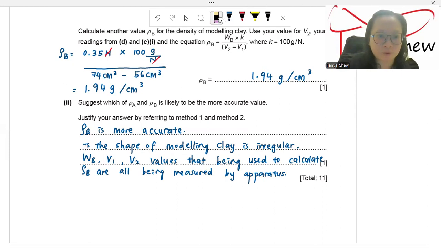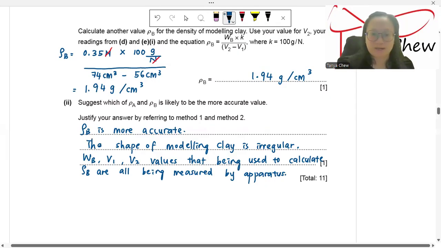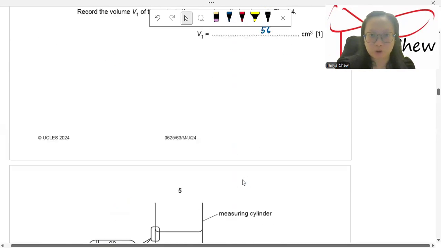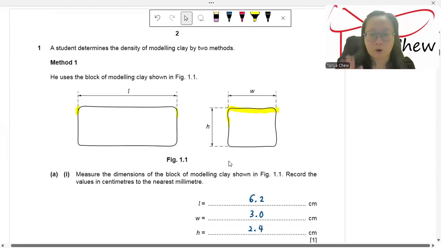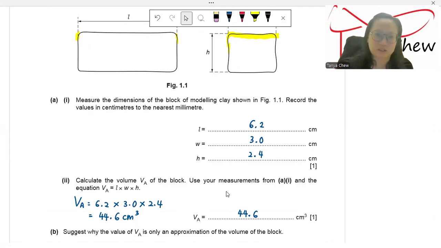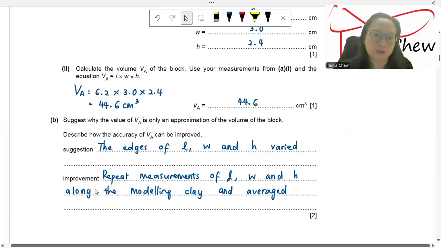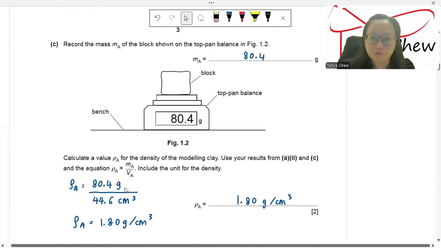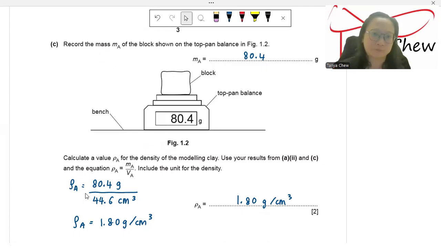Actually, the one I want to say is because the shape of the modeling clay is irregular. So your measurement of L, your measurement of W, and your measurement of H would not be accurate. Due to the inaccuracy of the values of L, W, and H, it will lead to inaccuracy in the volume that you calculated. And at the end, it will give rise to inaccuracy in rho A. Because mass doesn't matter, because you use the top pan balance to measure it. That's the answer.